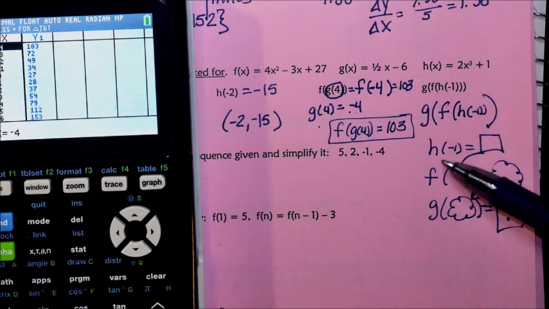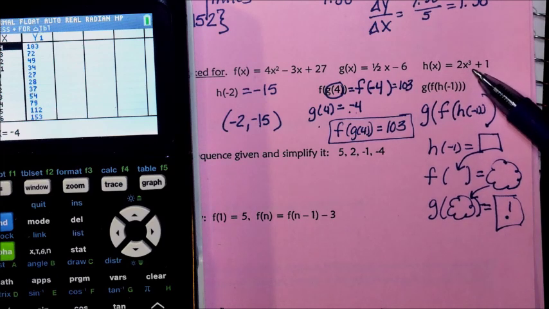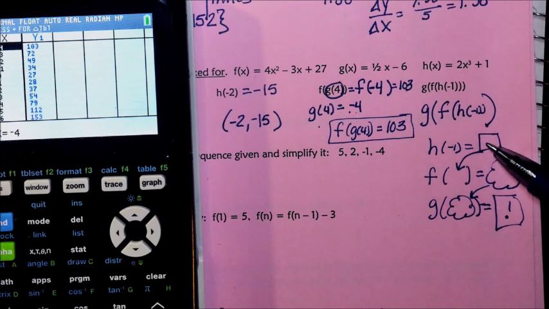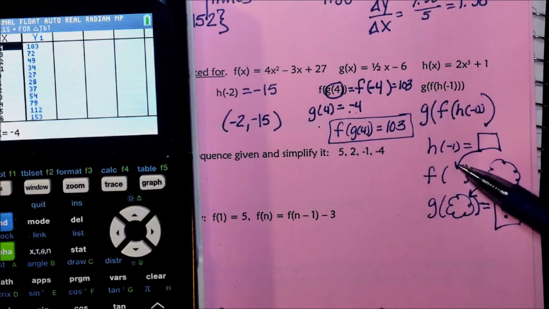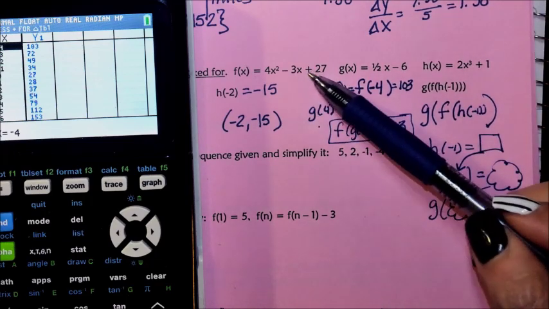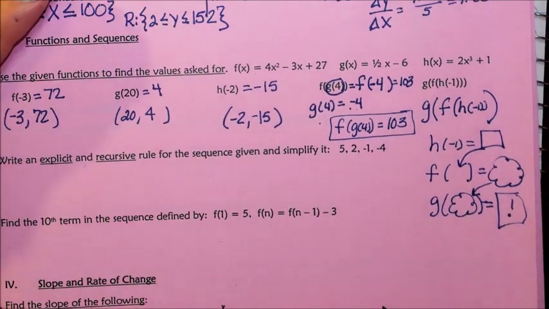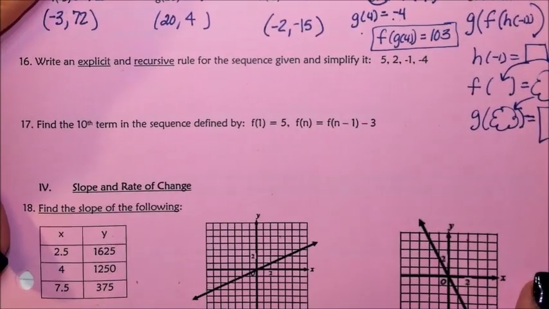All right, h of negative 1. Plug in h, go to negative 1, and you're going to get your answer. Take that answer, and put that number you got into f. Take that number, put it into g. And that'll give you your answer. All right, good luck on that. Pause your video so you can work it.